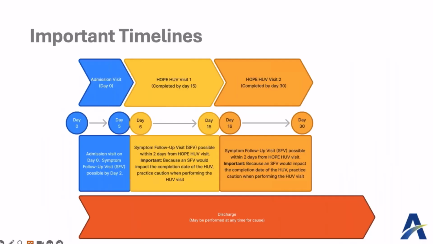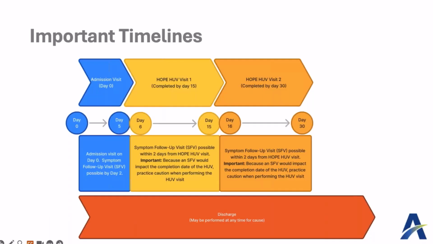So what's different? First, HOPE includes more than just admission and discharge assessments. It introduces HOPE update visits, or HUVs, at specific time points: days 6 through 15 for the first HUV, and days 16 through 30 for the second HUV, to help capture the trajectory of care. HUV visits should only be performed for hospice admissions on or after October 1st of 2025. So if you have a patient that's current with your hospice agency and their admission date was prior to October 1st, you're not required to perform a HUV assessment.